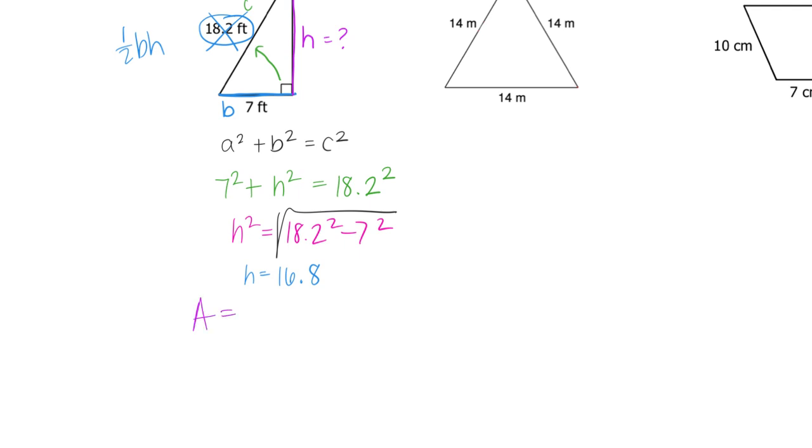So the area of this triangle is 1/2 of the base, which is 7, times the height, which we just found to be 16.8, and you can just multiply that out to get your area. So it should be 58.8 feet squared.